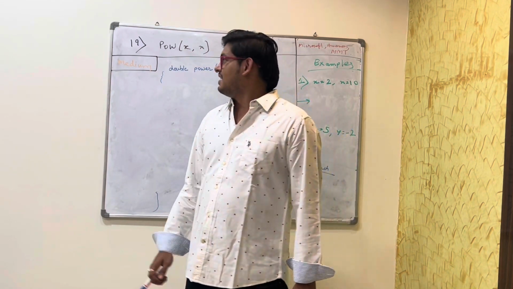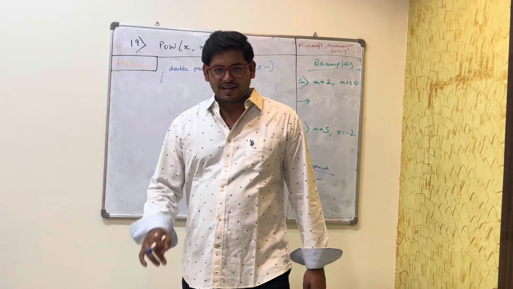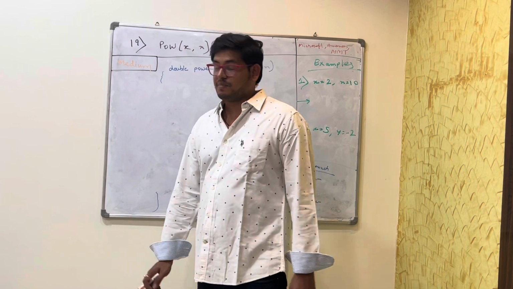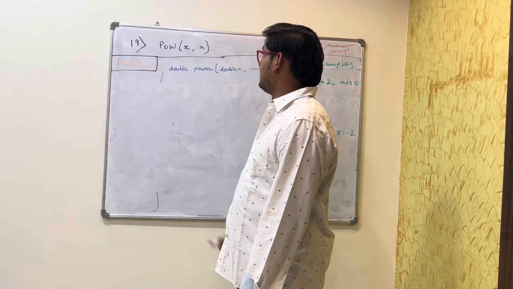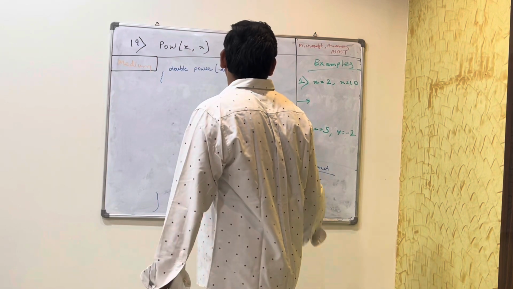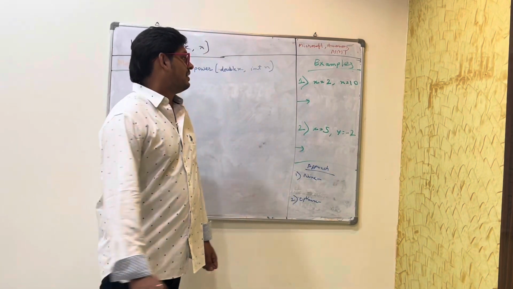Today we are going to solve the 19th question of the problem solving series, which is based on arrays. The difficulty level for this question is medium, and this question has been asked in Microsoft, Amazon, and MakeMyTrip. So we need to find the power, x to the power n. Let's look at the example.